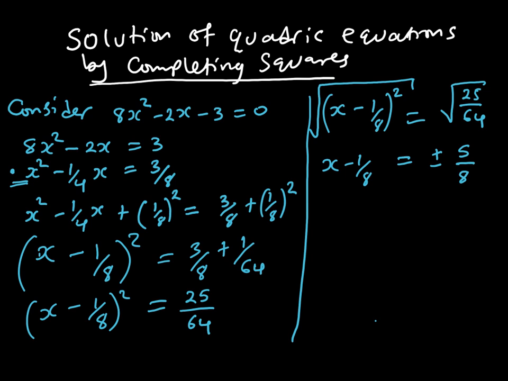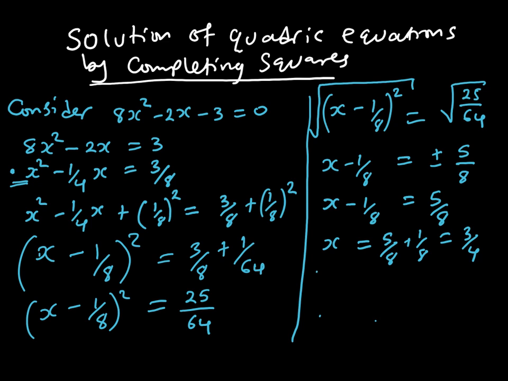Okay, so from here you can get the x values. You're going to get two x values because the square root of a number is either positive or negative. So we can get x minus 1 over 8 equals 5 over 8, meaning that x is equal to 5 over 8 plus 1 over 8. You get 6 out of 8, and that is 3 over 4.